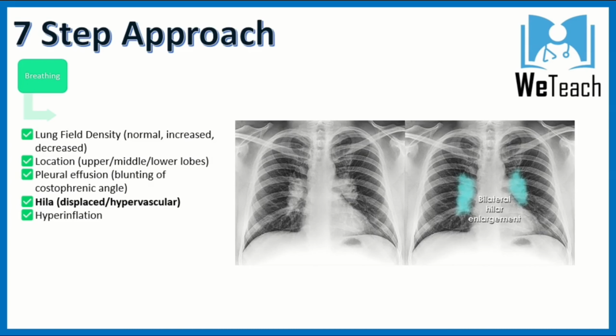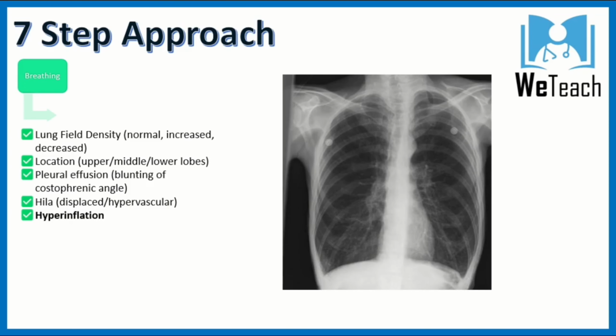We will have to check if the hilar is hypervascular as shown in this image. You can see that there is bilateral hilar enlargement. Hyperinflation is when the hemidiaphragmatic contours are flattened. And this is an X-ray of a COPD patient. And how do you know it's hyperinflated? When you're able to count more than 6 anterior or more than 10 posterior ribs above the diaphragm level in the mid-clavicular line. And that concludes part 1 of the Interpreting Chest X-ray series.